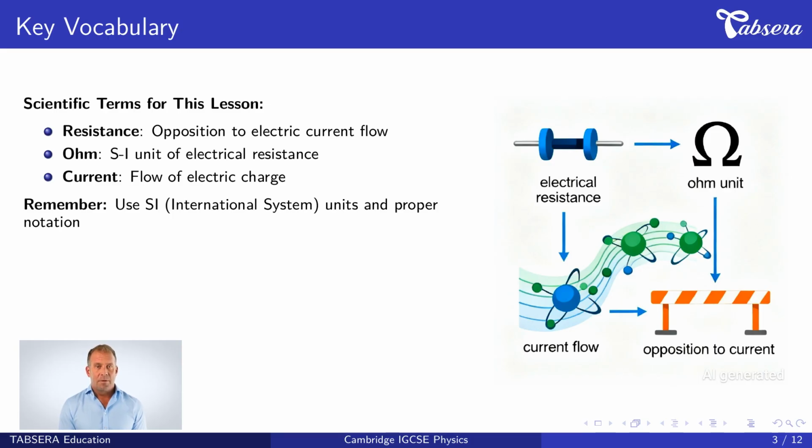Second, ohm, pronounced like home but starting with O, is the SI unit of electrical resistance, where SI means International System of Units. 1 ohm represents the resistance when 1 volt produces 1 ampere of current. Third, current means the flow of electric charge measured in amperes. Understanding these terms precisely is crucial for mastering electrical concepts.